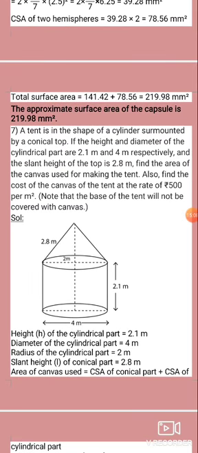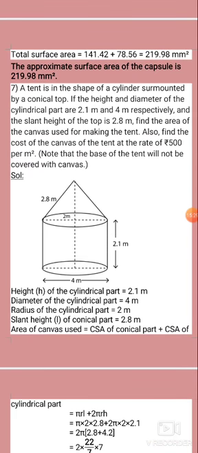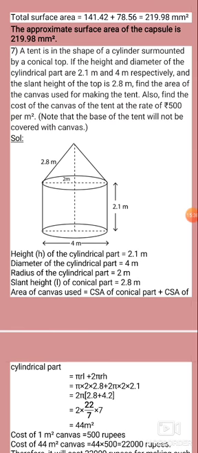So listen, the height of the cylindrical portion is 2.1 meter. The diameter of the cylindrical part is 4 meter. Then the radius of the cylindrical part is what? 2 meter. Slant height of the conical part is 2.8. So area of the canvas is equal to what? CSA of the conical part plus CSA of the cylindrical part, which is equal to pi rl plus 2 pi rh.